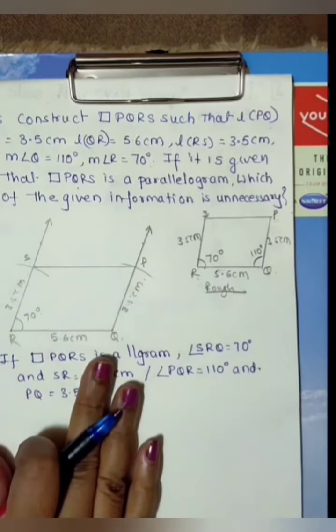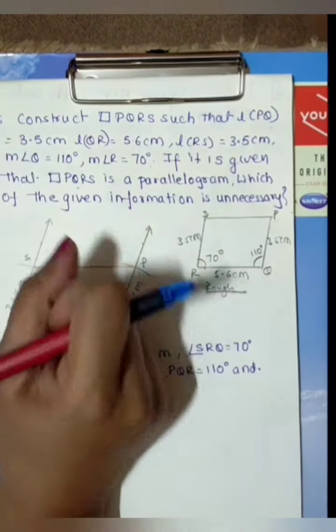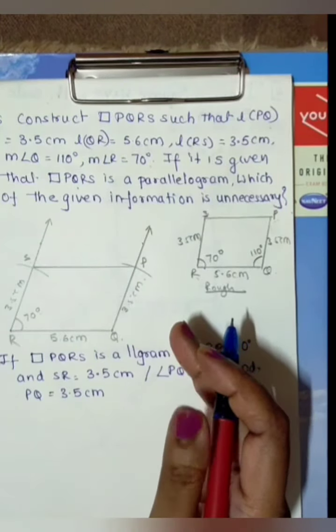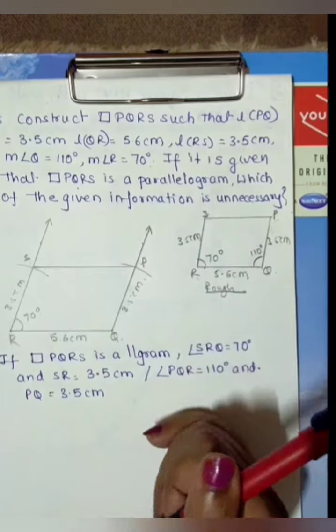So we have solved question number 6 of practice set 8.3. I hope you understood practice set 8.3 of quadrilateral construction and its types.